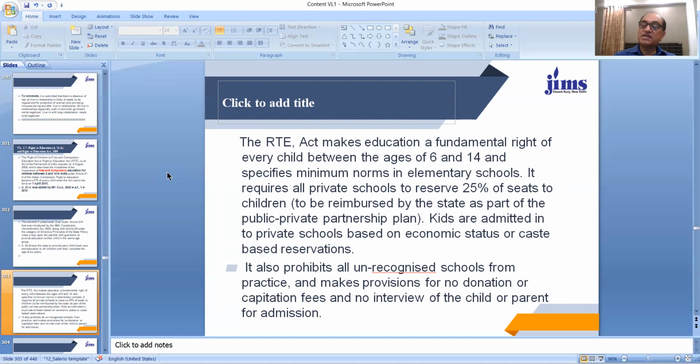So this interview of the child as well as interview of parents both are prohibited under this Act, because on the basis of interview you can reject a few students, whereas it is the fundamental right of each and every child in the age group of 6 to 14 to receive education. So no question of donation, no question of capitation fees, no question of interview of child, no question of interview of parents, so that each and every child gets his due fundamental right.